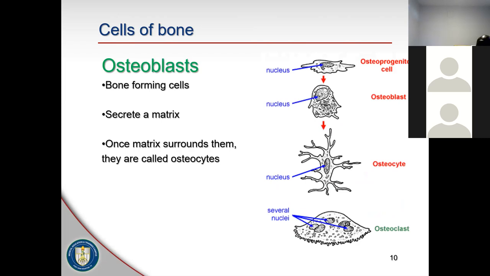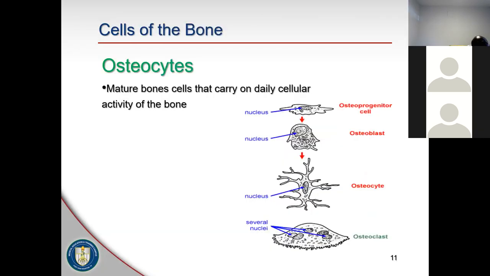So that's how that process starts, or how it becomes initiated, and it will move on. Once that osteoblast has occurred, that bone forming cell has been identified, we get to the osteocyte. The osteocyte happens to be the bone cell that was formed and has become mature. Now it's about to carry out the daily cellular activity of the bone. That's what that will be.